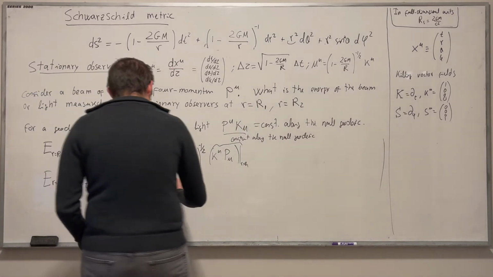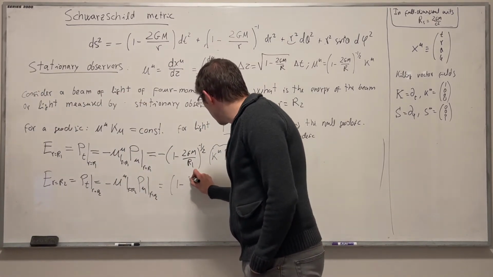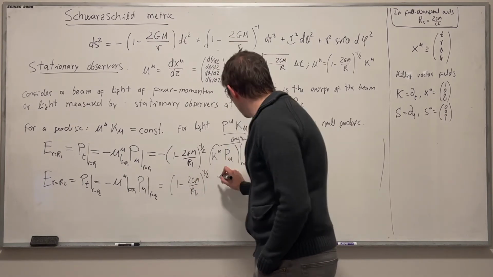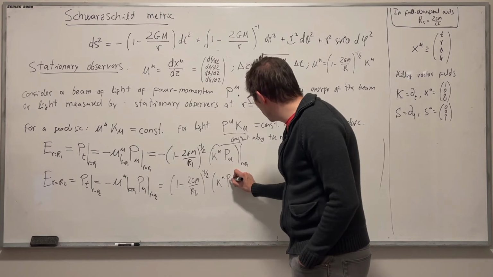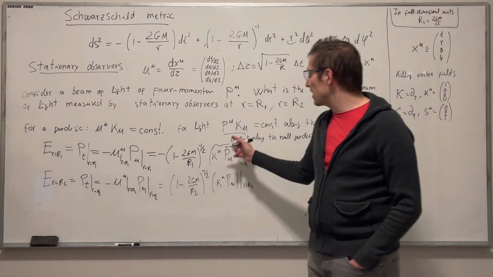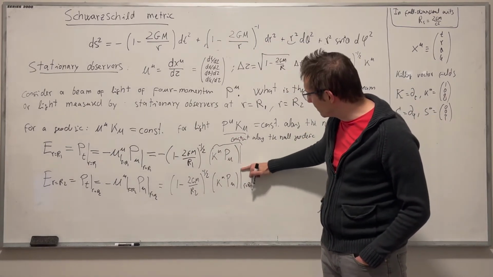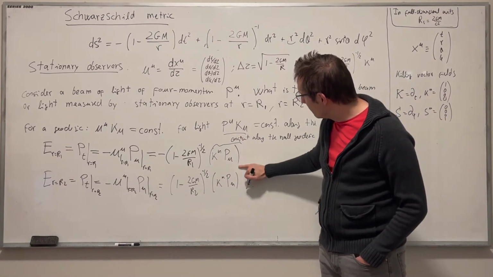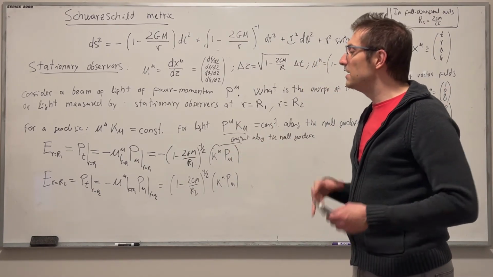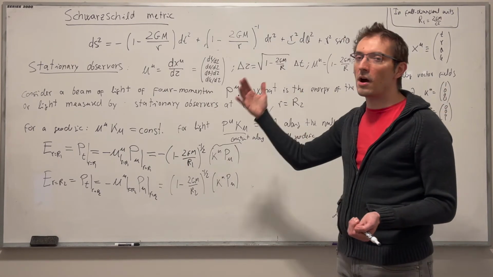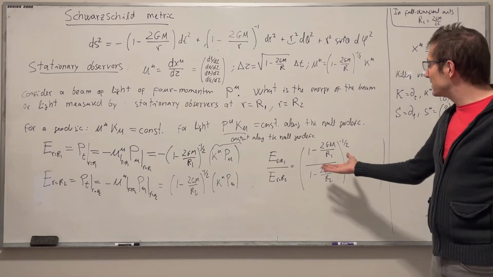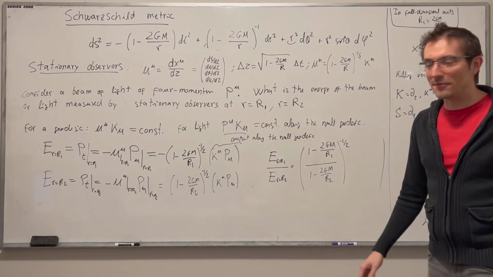But what I know is that these factors are 1 minus 2GM over R2. That changes as well, but this one doesn't. K^mu P_mu at R equals R2 is the same constant. So these two factors, let me just remove the dependence because it's the same value, because it's a constant along the geodesic. Well, that allows me to compute the ratio of the energy of the photon as seen by somebody at R1 and the energy of the photon seen by somebody at R2, which is this. This is what I would call the gravitational redshift of the photon.